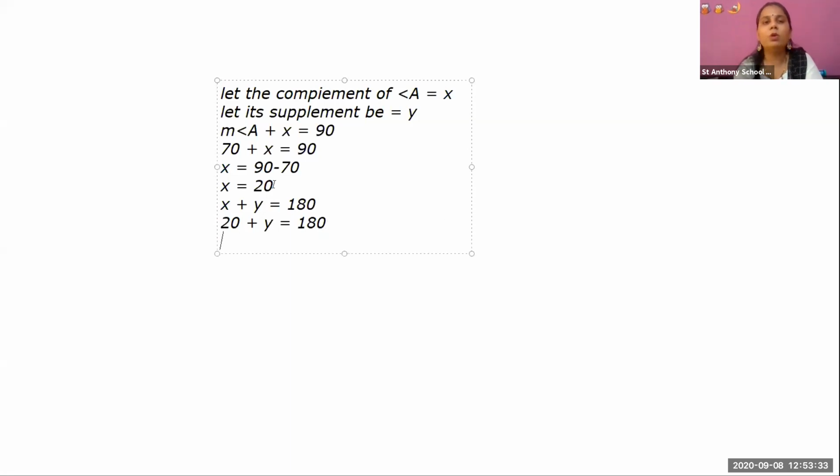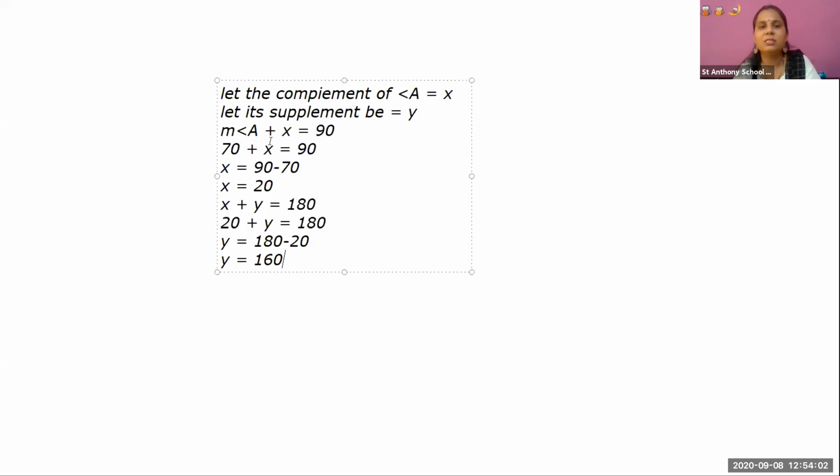Now we don't want this 20 with y, so we'll shift this 20 to the right hand side. So 180 minus 20. Therefore, y is equal to 180 minus 20, which is 160. So the value of the supplement of the complement of angle A is equal to 160 degrees.